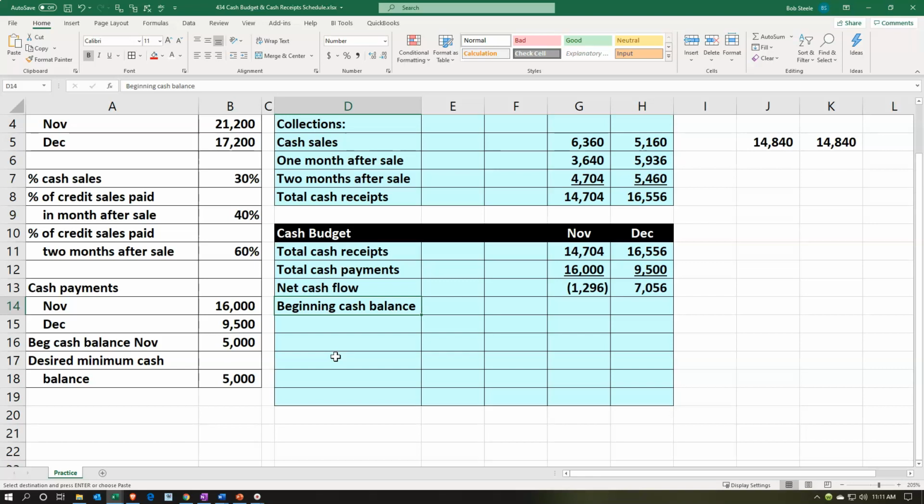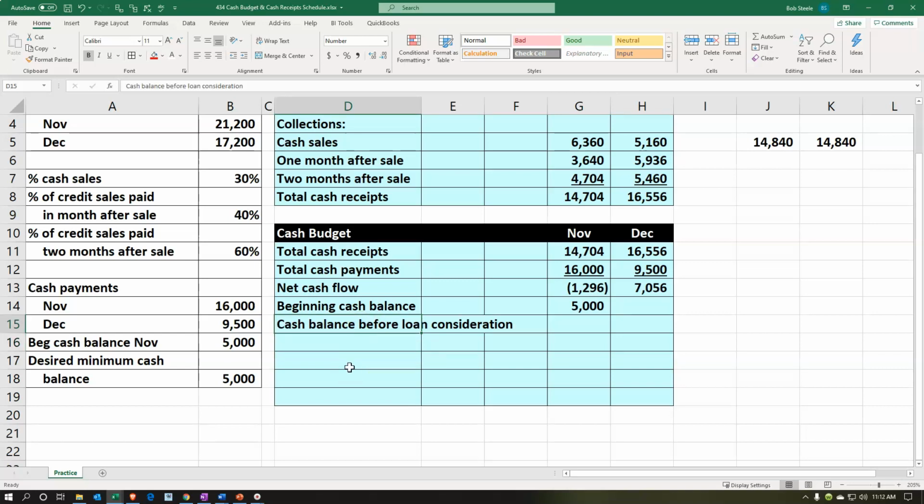It would be the ending balance of the prior month. It's going to be the beginning balance of the current month, as we will see when we move from November to December. But we're given the beginning balance for November, which would be the ending balance of October, and that is going to be the $5,000. So that's the 5,000.